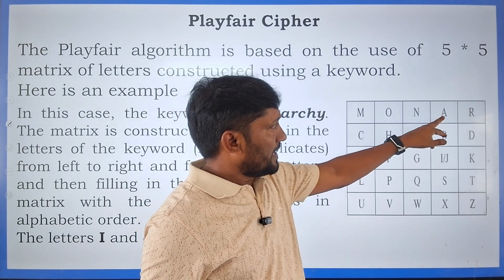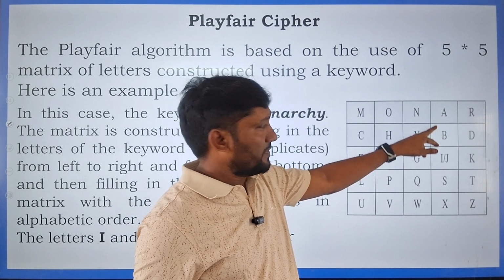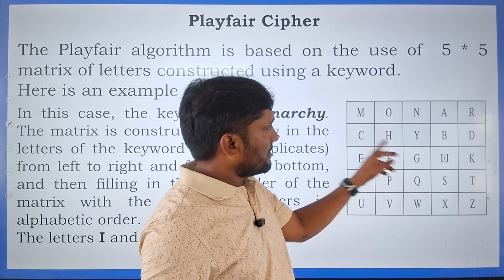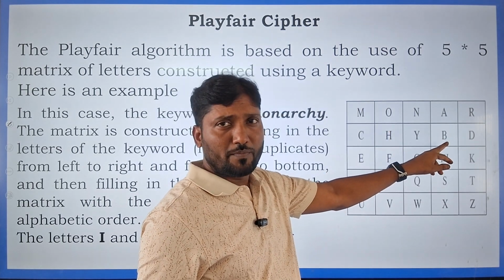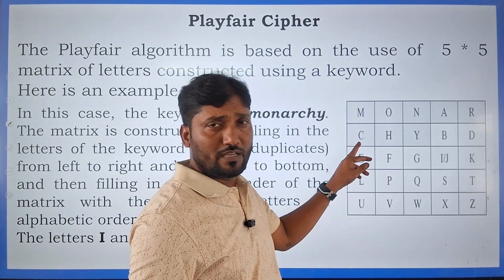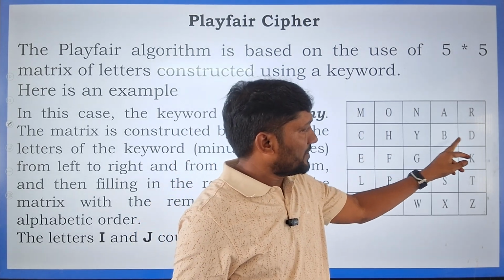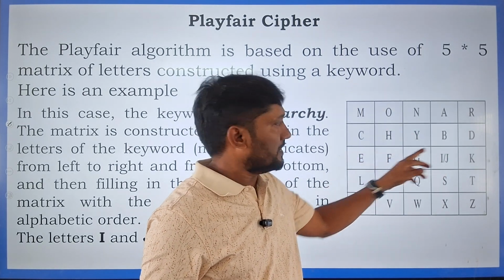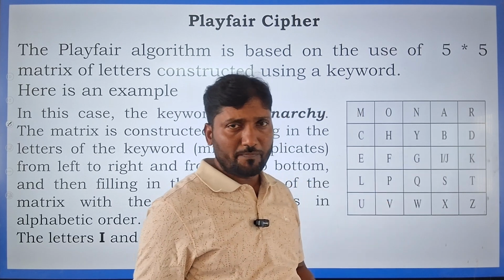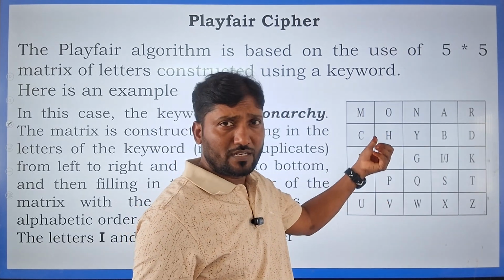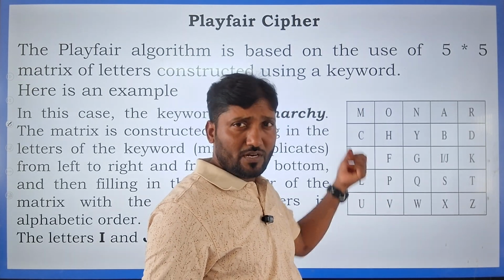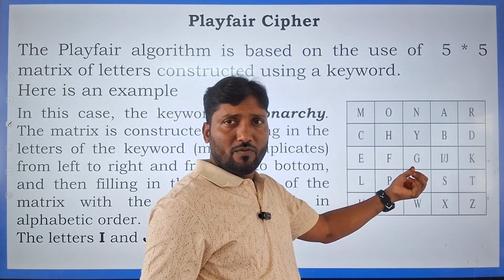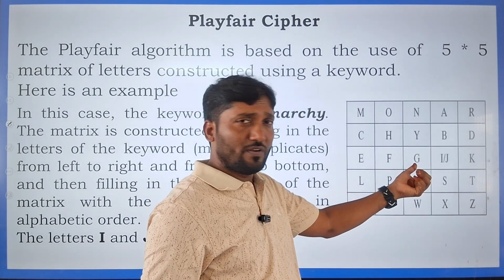Now A is already covered in the secret key, so I cannot fill the A here, and after A there is B. B is not covered in the secret key, so I can fill the B. After B, C is already covered in the secret key, so I cannot fill the C. After C there is D. D is not covered in the secret key, so I can fill the D. After D there is E. E is not covered in the secret key, so I can fill the E. And F is not covered, so I can fill the F. After that G is not covered in MONARCHY, so I can fill the G.